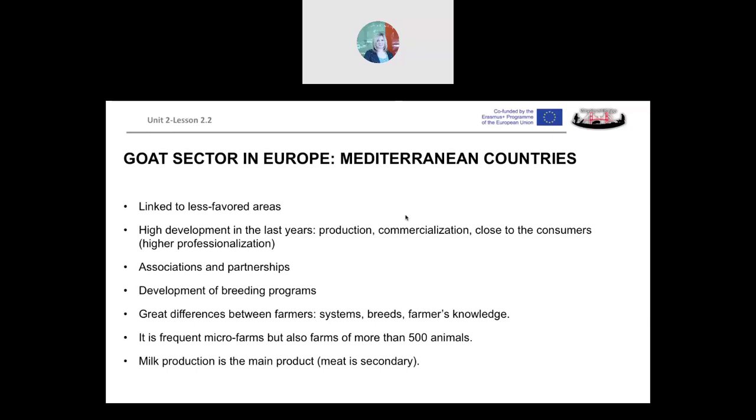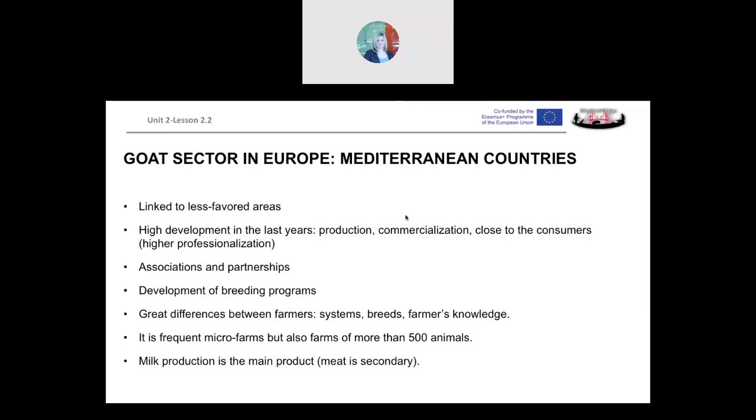Also, an important aspect has been the development of breeding programs, usually linked to specific breeds, with a specific characteristic of production, most of the time linked to the preservation of the local breeds.